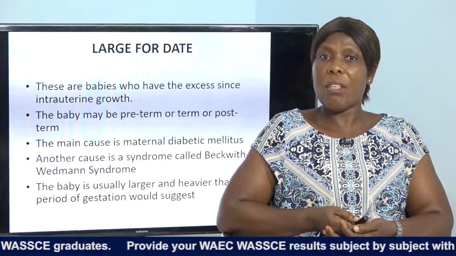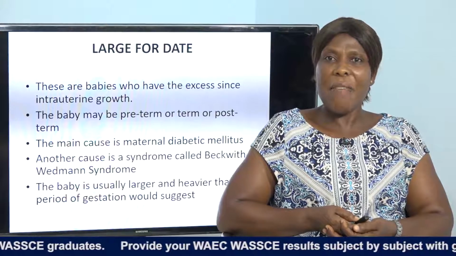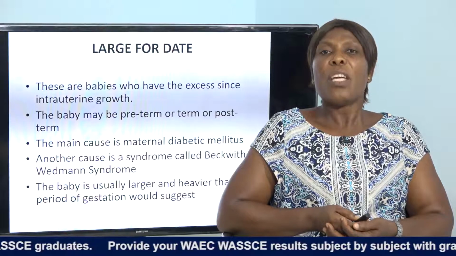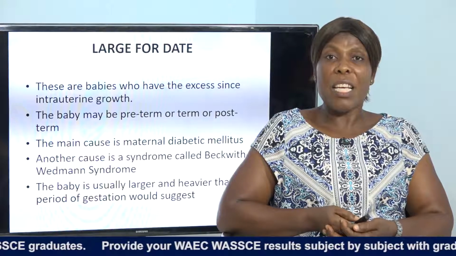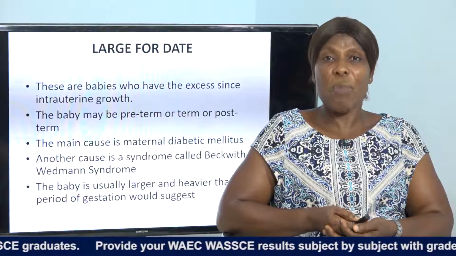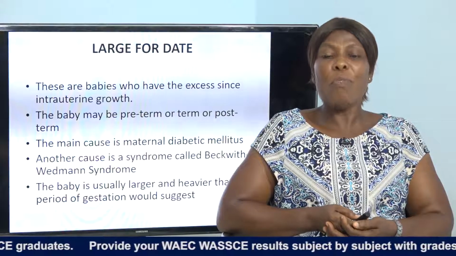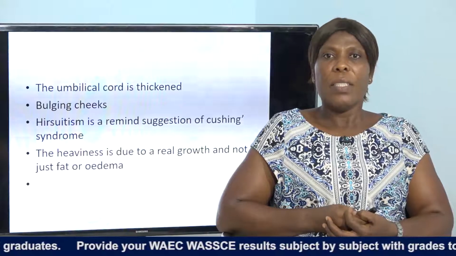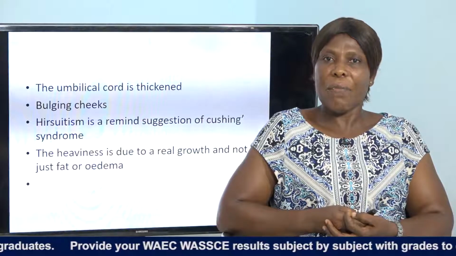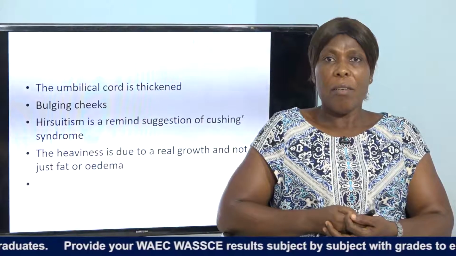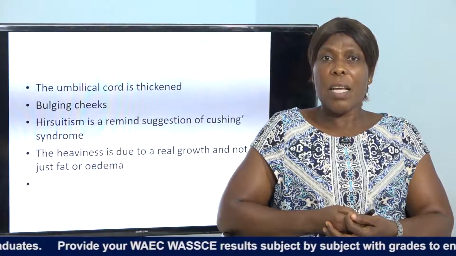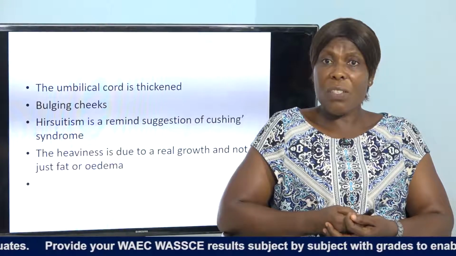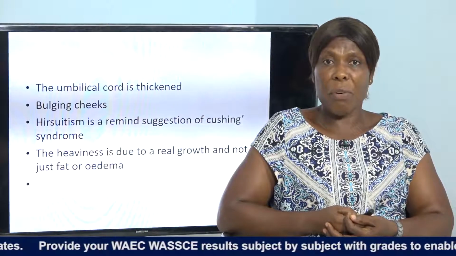The baby is usually large and heavier than the period of gestation. So even if the baby is born preterm, that is before the 37 weeks, the baby will be weighing more than 2.5 kg. The umbilical cord is very thick. Bulging cheeks. Cushingoid features are also present, and then they also have this Cushing syndrome.